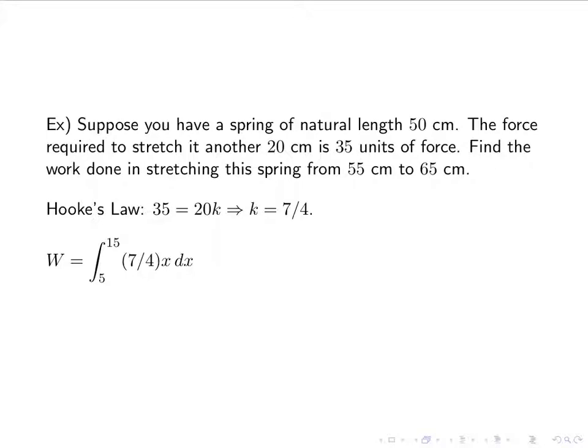Again, the work is going to be the integral from 5 to 15. So from 50 to 55 is the 5, and from 50 to 65 is the 15. So again, it's really important that you remember that x is the distance stretched and not the length of the spring. So we're integrating from 5 to 15 of 7/4 x dx. Again, we're just going to take our k divided by 2 and multiply by x squared. So we have 7/8 x squared from 5 to 15. And if you do that out, you should be getting 175, again, whatever the units of the work is.